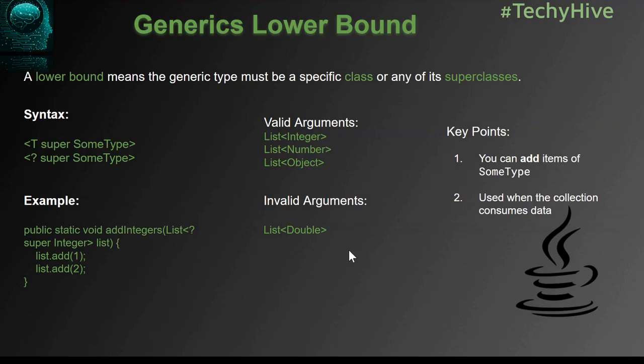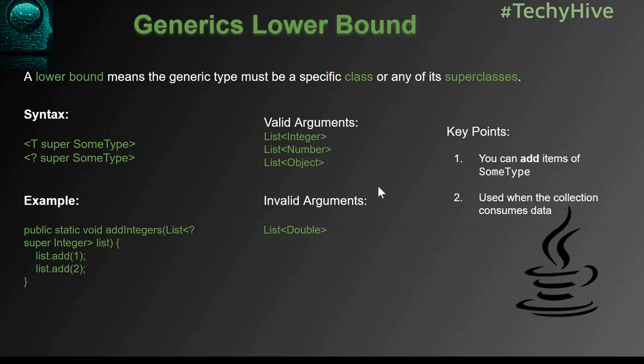The key points you need to remember about lower bound: you can add items of some type. So in the case of lower bound, you can add items, and on the other hand, in the upper bound, you can only read the items, you cannot update them. Lower bounds are used when we want to consume data, when we want to update the data in the collection. So remember, when we want to read data from the collection, use upper bound, and when we want to update the data in the collection, use lower bound.